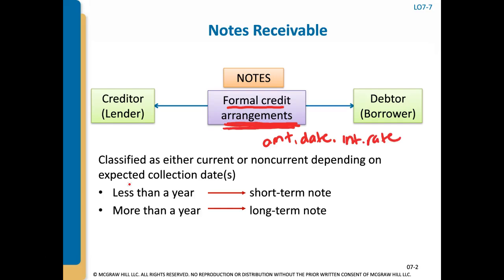When you have a note receivable, you have a creditor, which is the lender, and you have a debtor, which is the borrower. And a note receivable can be classified either as current or non-current, depending on how long the note will be outstanding. So if the note is outstanding less than a year, then it's going to be a current asset, versus more than a year, it's going to be a long-term asset.